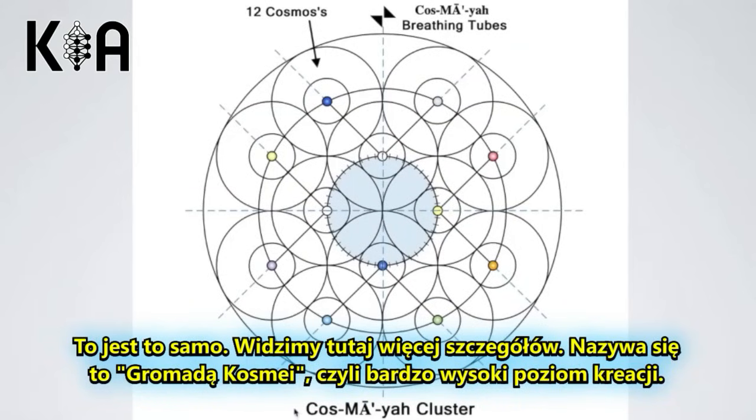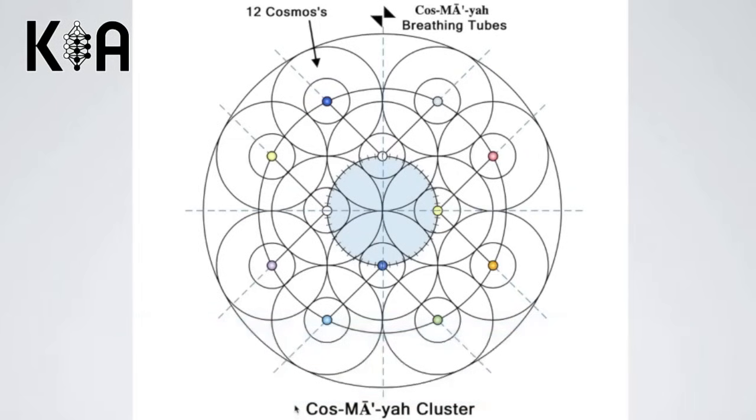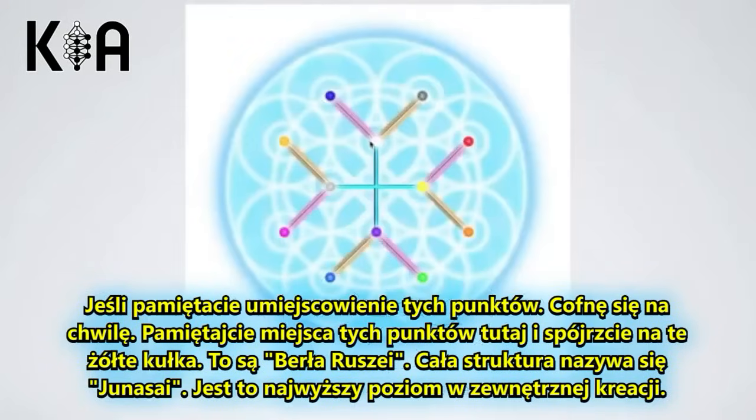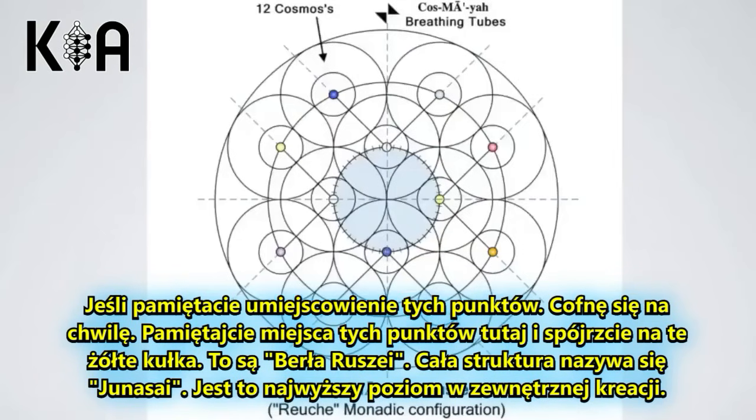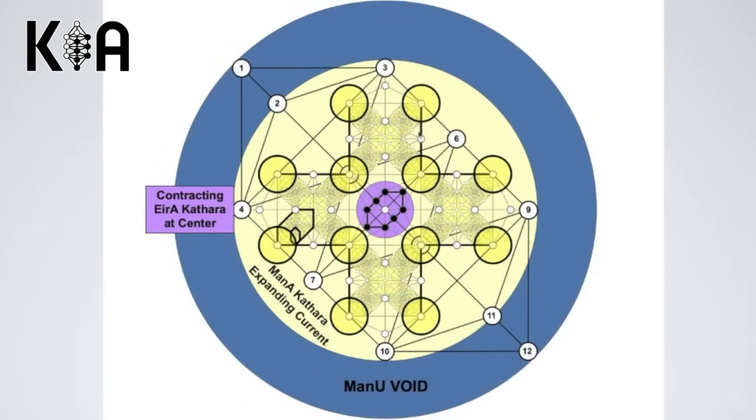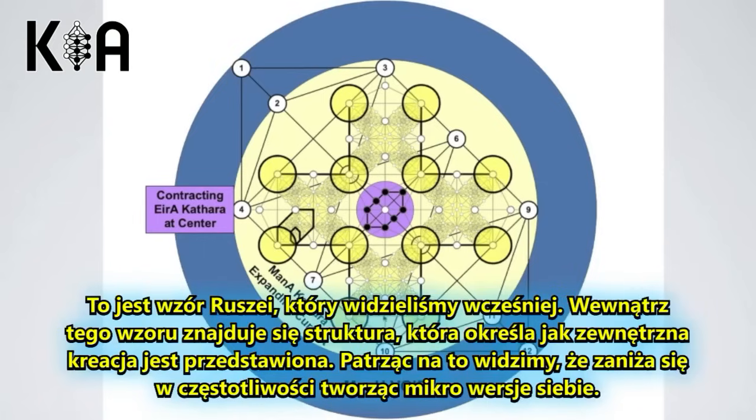This is actually what's referred to as a Cosmea cluster, which is quite a high level of creation. Now if you remember the positions of those points, just let me go back. Just imagine, remember the locations of these points here, and then look at these yellow circles. These are called Rouchet scepters, and this whole structure is something called the Unici, which is the highest level in external creation. And basically, it's the Rouchet pattern, what we've just been looking at.